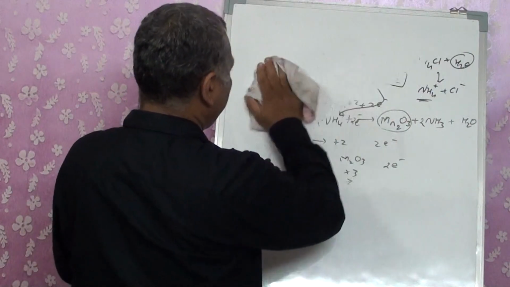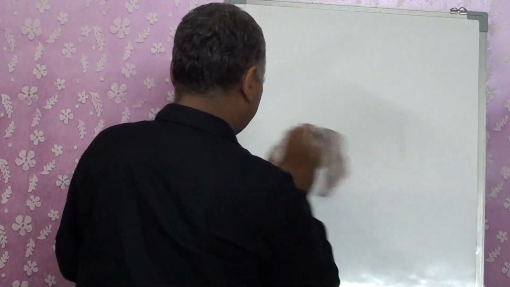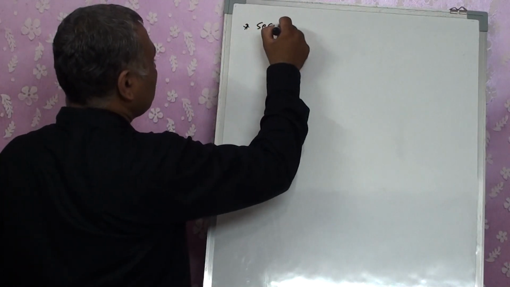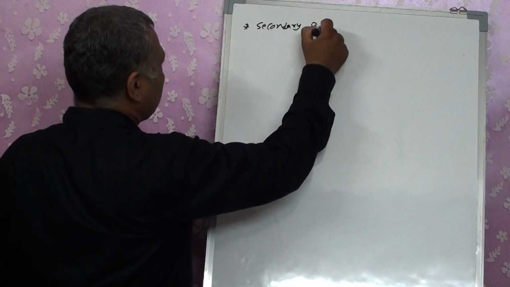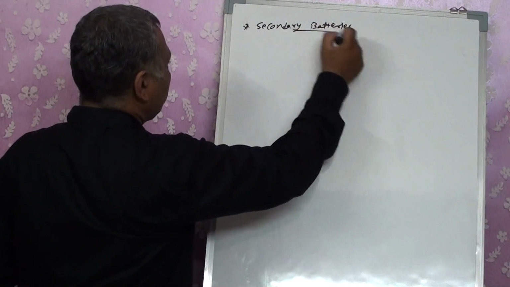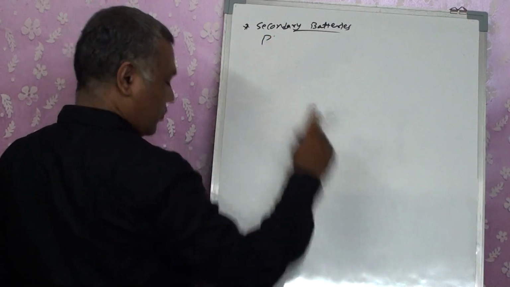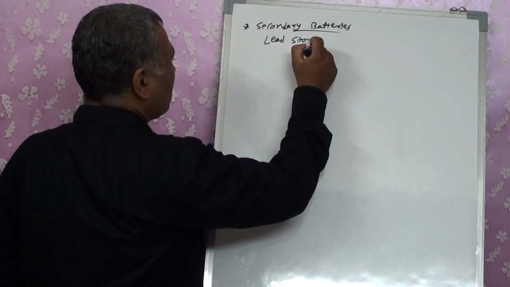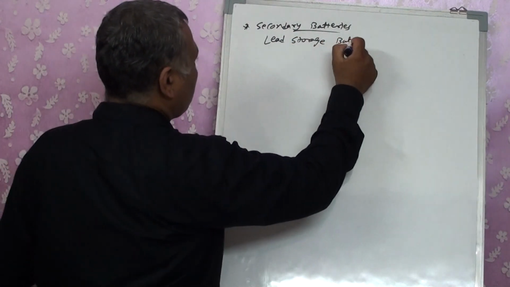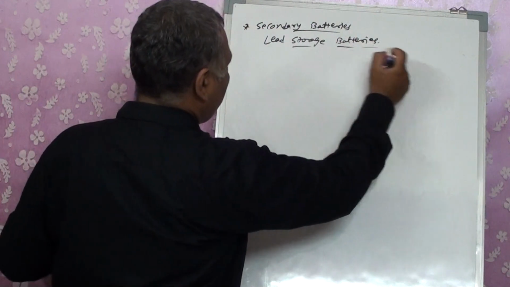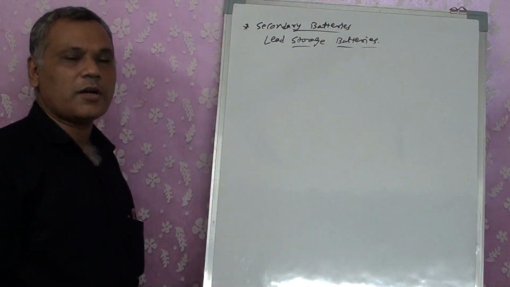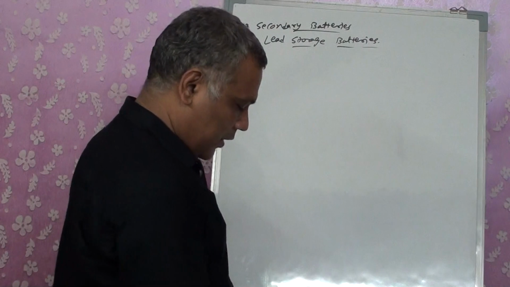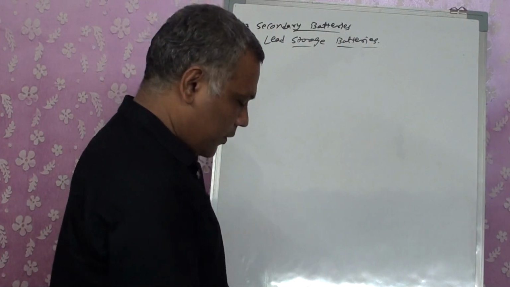Okay, now let's do the second one, the lead storage cell. When we are talking about the secondary battery, that means we are talking about the lead storage battery. Now, first of all, if I go for the construction, a rough diagram, then what does it show? That in a lead storage battery, we have one cell that is being fixed.